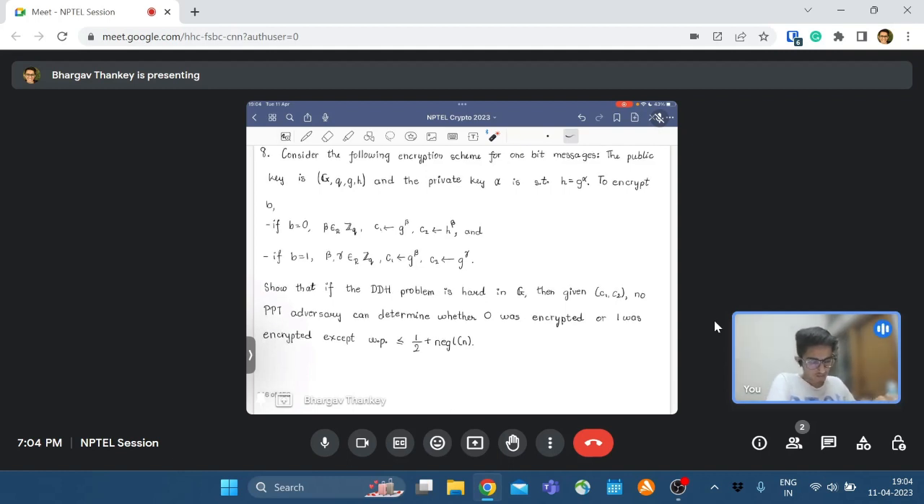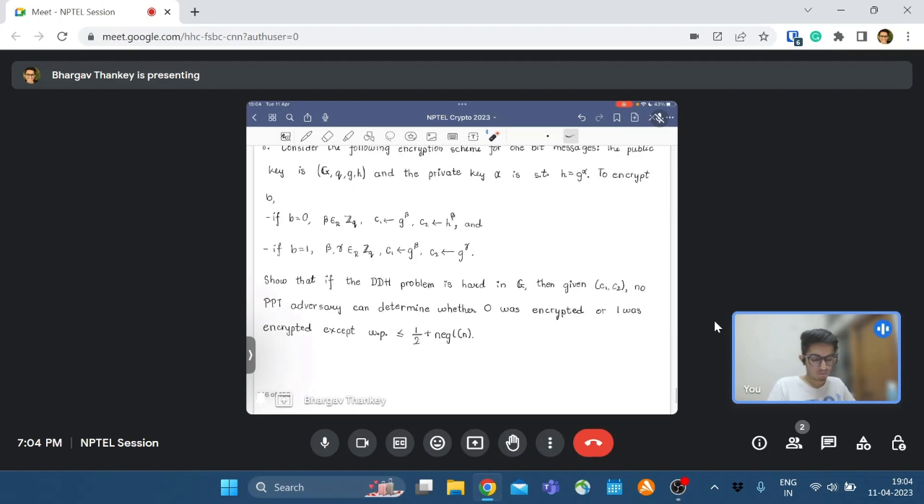So now the problem is, show that if the DDH problem is hard in the group G, then given C1, C2, no PPT adversary can determine whether 0 was encrypted or 1 was encrypted, except with probability at most half plus negligible. So let's see why this is true.